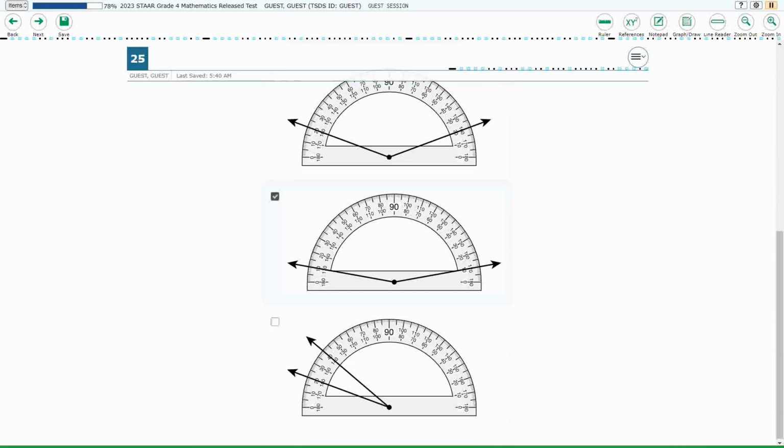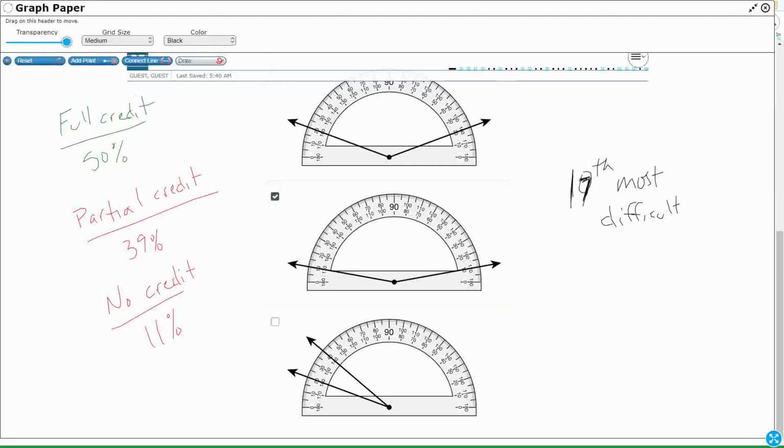Let's see how we did across the state of Texas. So this was tied for the 17th most difficult, 16th easiest, kind of right in the middle of the test. We had 50% get full credit here, but we also had 39% get partial credit. That's worth 1 point, right? So between the two, we're looking at 89% getting at least 1 point.